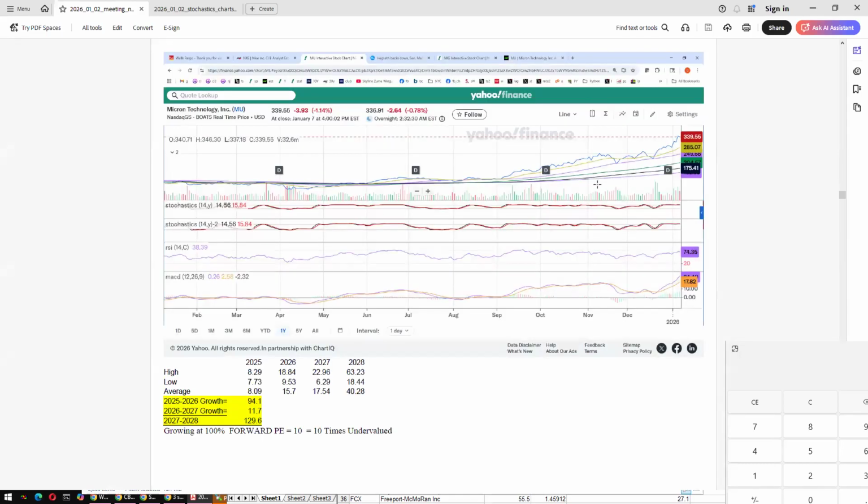If we look at the stock price of Micron, you can see it's been taking off recently. It's overbought, so it's not a good time to buy it. You can see that the growth rate for Micron is near 100% from last year to this year. And from this year, this is interesting, it's 12% from 2026 to 27, and then it's 129% after that.